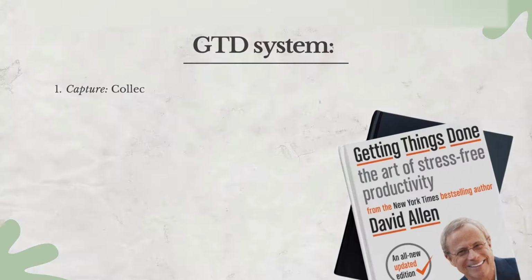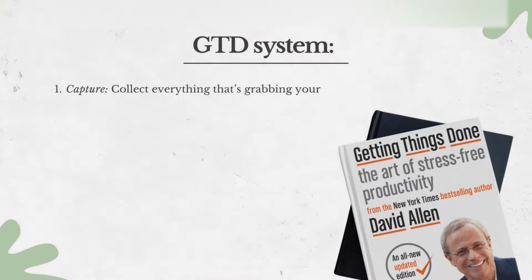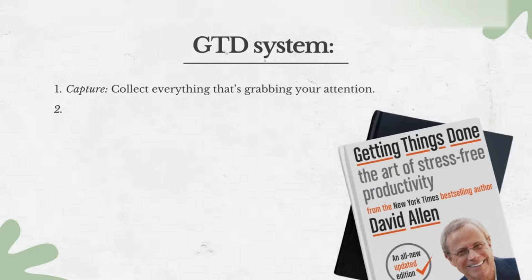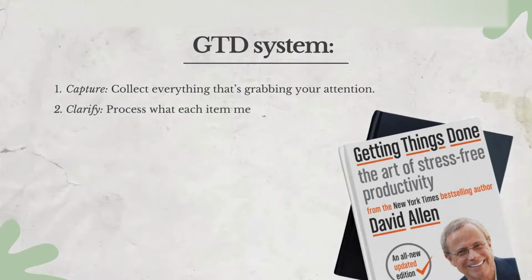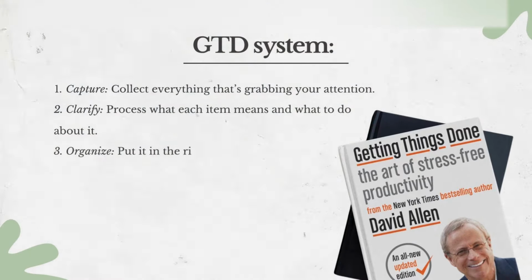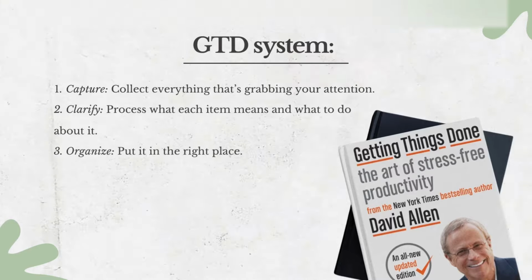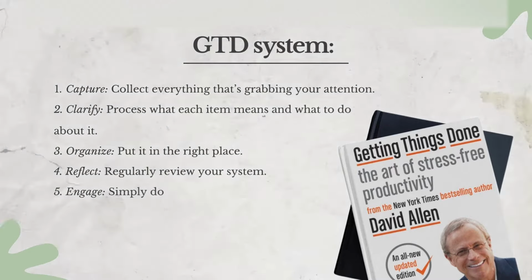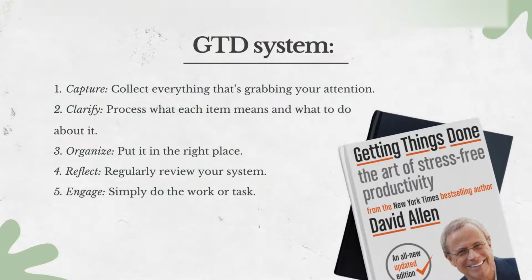So the first step is to capture. That means collecting everything that grabs your attention. The second step is to clarify. This means to process what each item means and what to do about it. The third step is to organize. So that means to put it into the right place. The fourth step is to reflect. So to regularly review your system. And the last step is to engage. So that means to simply do the work or task.